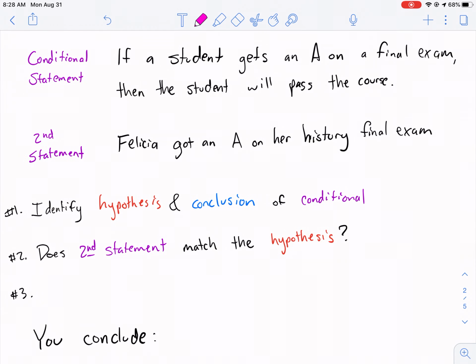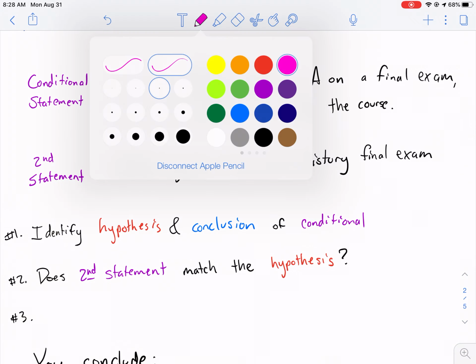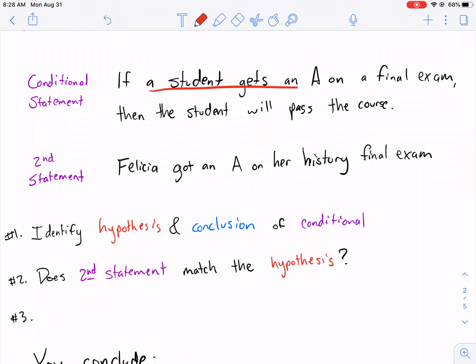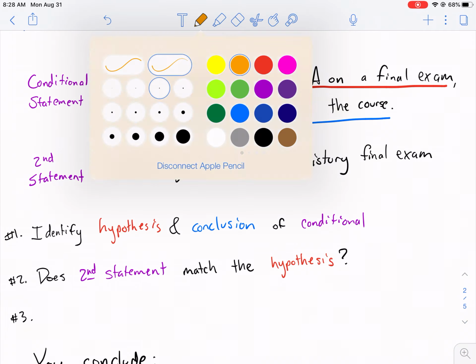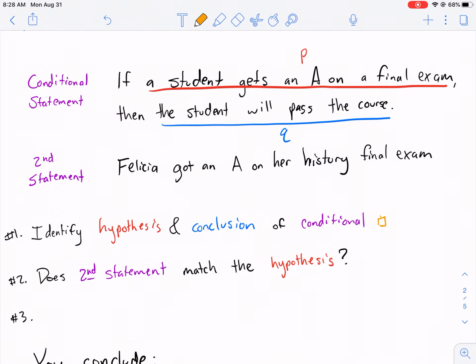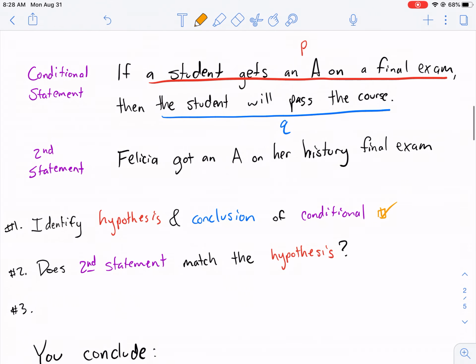Here's our process. Identify the hypothesis and conclusion of the conditional. The hypothesis is the part following "if." The conclusion is the part following "then." So I have my P, then I have my Q. Step one, complete. We found our hypothesis and conclusion. Check. Does the second statement match the hypothesis?